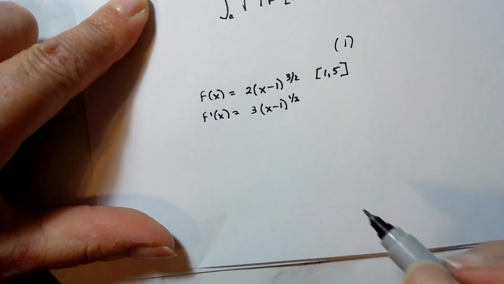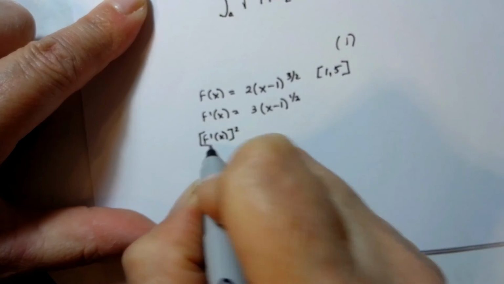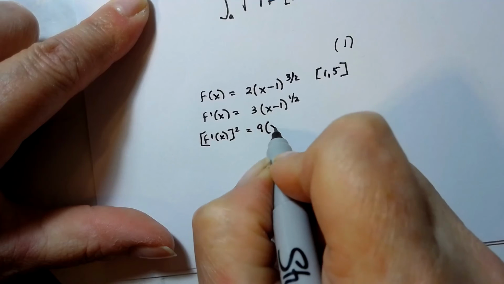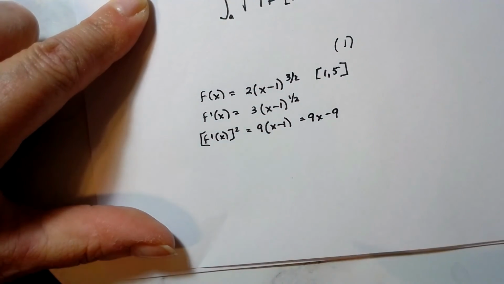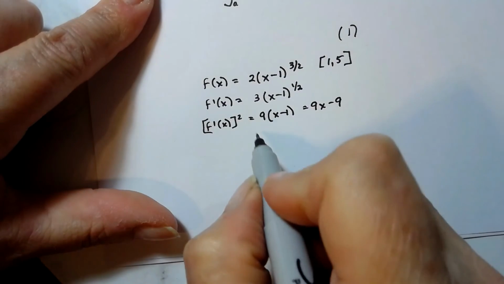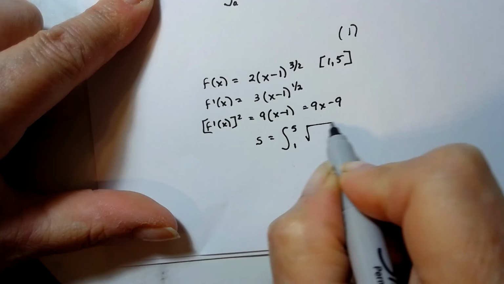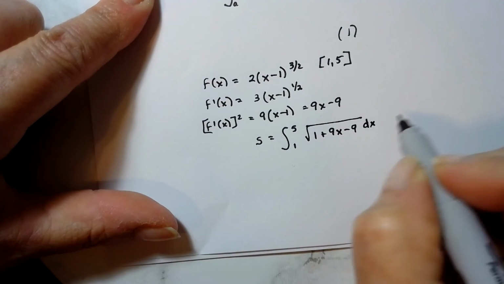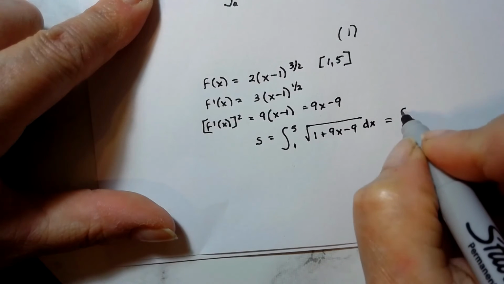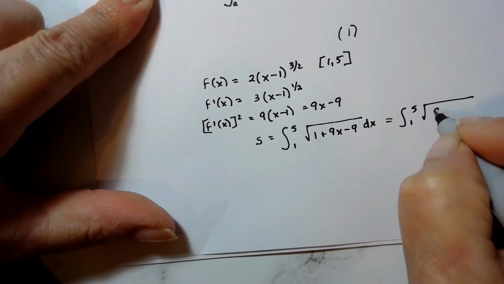So this is my derivative, and if I square that derivative, then that's going to give me 9 times (x minus 1), and I could write it like this if I wanted to. So filling in the formula, I would say the arc length is the integral from 1 to 5 of the square root of 1 plus 9x minus 9. And I can clean that up a little bit, the square root of 9x minus 8, right?